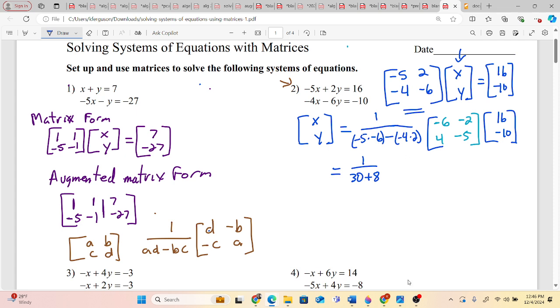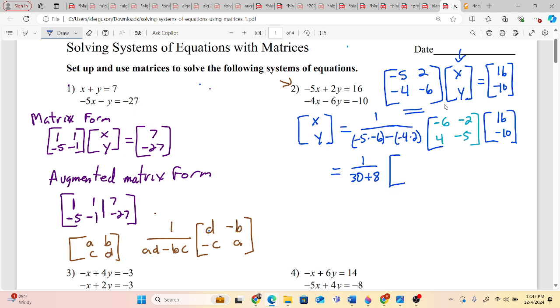Does everybody follow me there? So you've got to watch your signs. It was negative 5 times a negative 6. That's a positive 30. Minus, because that's what the formula says: A times D minus, and then I look at B times C. That's a negative 4 times 2. I guess technically it's 2 times negative 4, but anyway, that's going to be a negative 8, but I'm subtracting a negative 8. So that's going to be 1 over 30 plus 8.